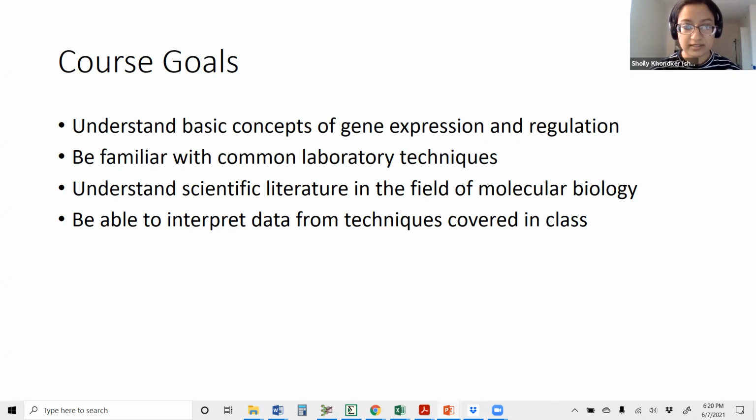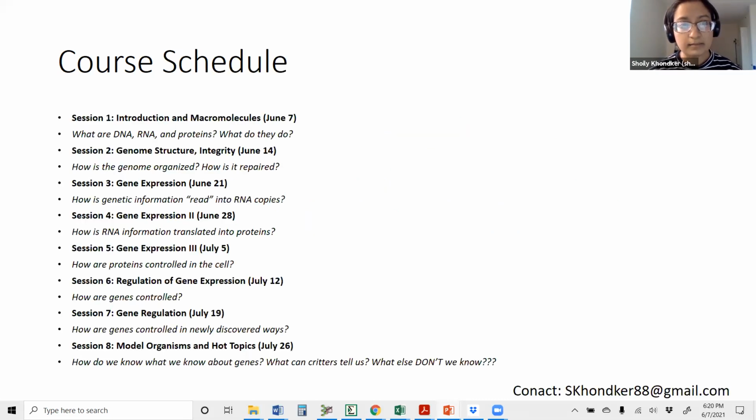Also, another goal is to be able to understand scientific literature in the field of molecular biology, and also be able to interpret data from techniques that we're going to cover in class. So if you were to go into any scientific article and look at the data figures, you would be able to understand what they're trying to convey.